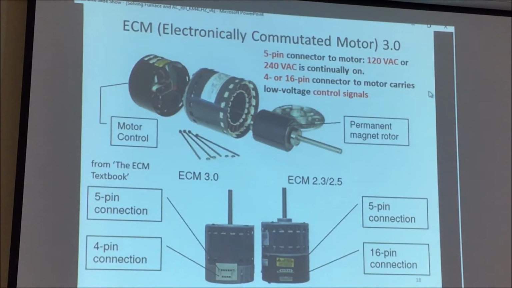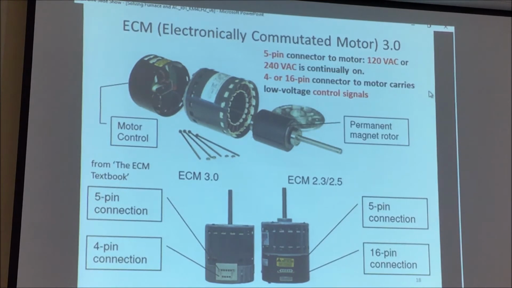So what is an ECM? Well, it actually consists of 2 parts. One is a permanent magnet rotor inside of an armature, and that's the commutatorless motor. It should say electronically commutatorless motor. And then there's the motor control.